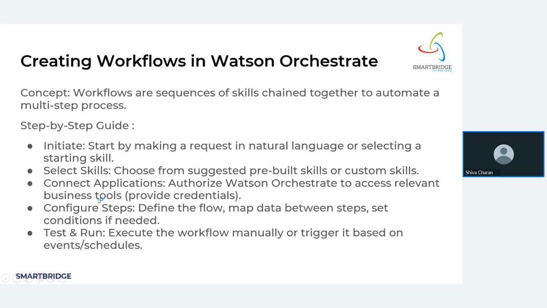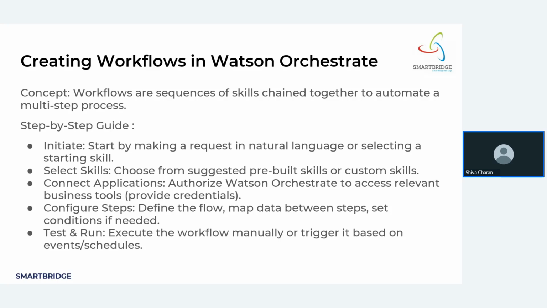First, initially, we are making a request in natural language. Select the starting skill, or else we'll directly select the skills, either from the pre-built skill or the custom skill. Then we'll connect the applications. How are we connecting the applications? We are authorizing the Watson Orchestrate to access the relevant tools by providing the credentials. Then we'll write the configuration steps and we'll test and run.